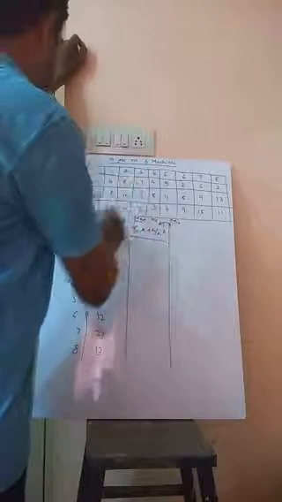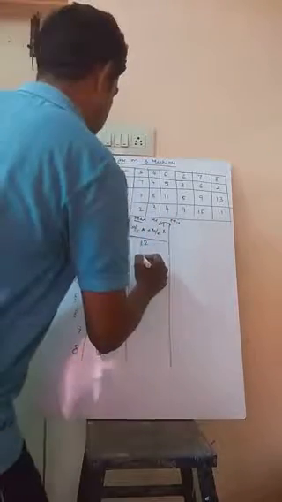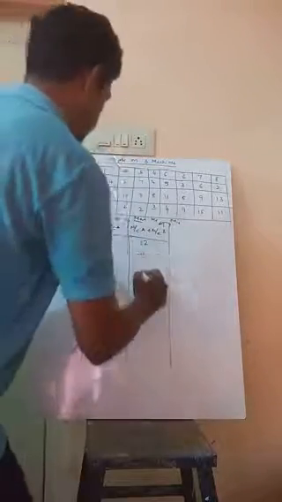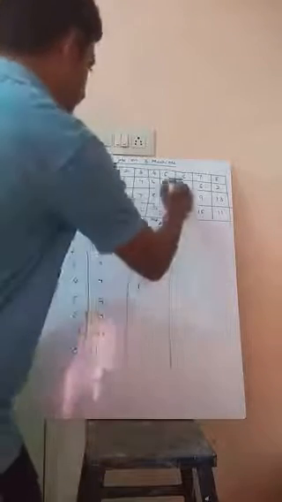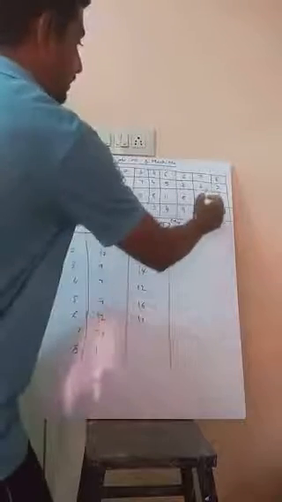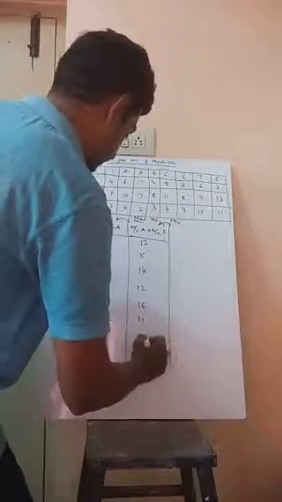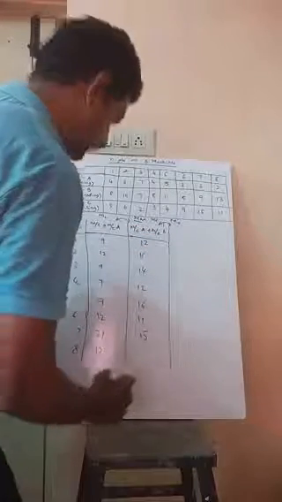And A plus B. For the first job, 8 plus 4 is 12. 6 plus 10 is 16. 7 plus 7 is 14. 8 plus 4 is 12. 11 plus 5 is 16. 8 plus 3 is 11. 9 plus 6 is 15. At last, 13 plus 2 is again 15.